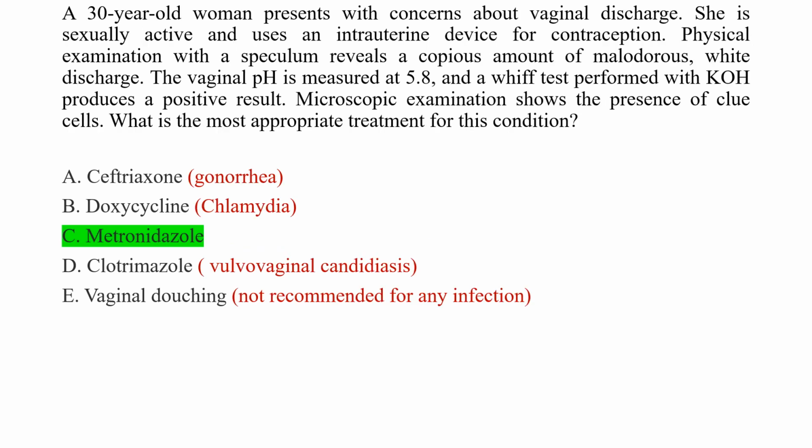Option A is incorrect because ceftriaxone is used for treatment of gonorrhea. Option B is incorrect because doxycycline is used for the treatment of chlamydia. Option D is incorrect because clotrimazole is used for the treatment of vulvovaginal candidiasis. And option E is incorrect because vaginal douching is not a treatment for any infection. In fact, it can even worsen bacterial vaginosis by disrupting the vaginal microbiome and increasing the risk of complications.